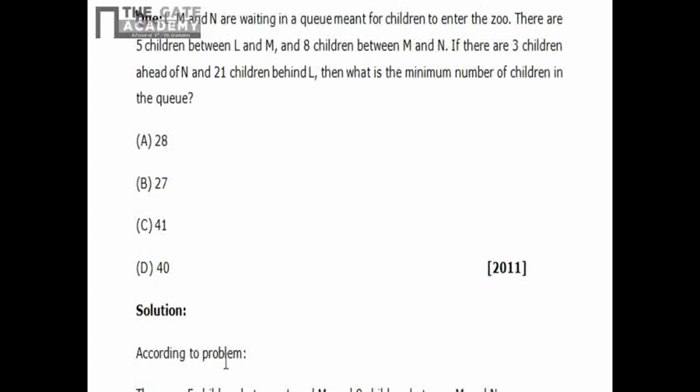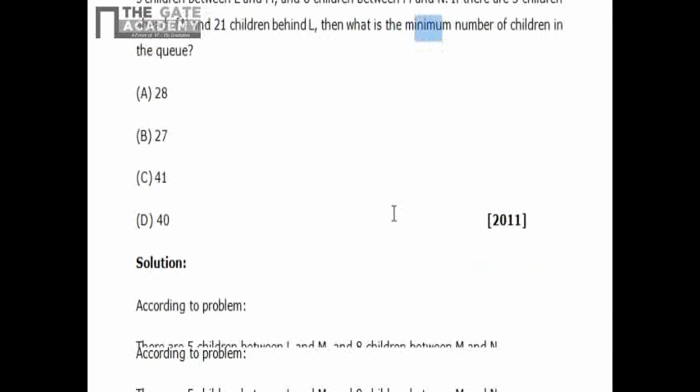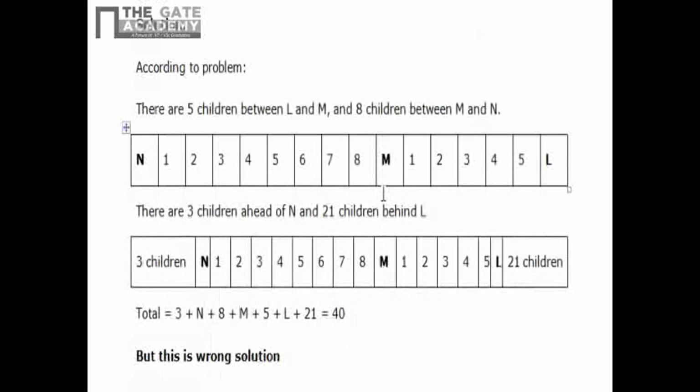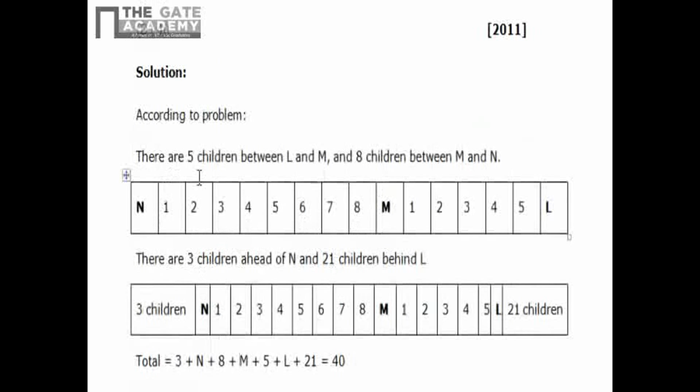L, M, N are waiting in a queue of children to enter the zoo. There are 5 children between L and M and 8 children between M and N. If there are 3 children ahead of N and 21 children behind L, then what is the minimum number of children in the queue? Keep this word minimum in mind. If we start solving, there are 5 children between L and M, 8 children between M and N, 3 children ahead of N, 21 behind L. If we add up, it becomes 40.